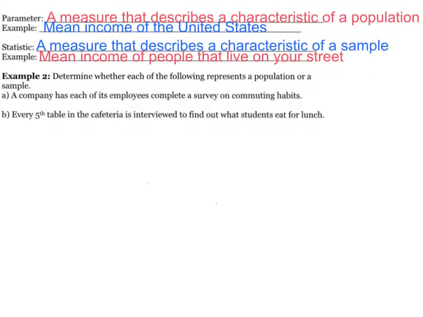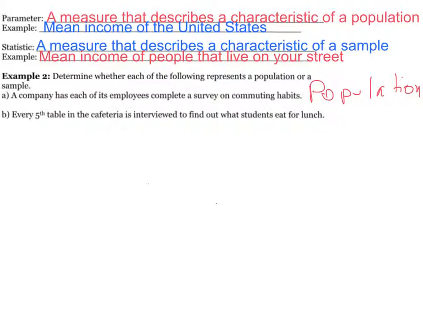In example 2, we're going to determine whether each of the following represents a population or a sample. Example A says the company has each of its employees complete a survey on commuting habits. So in this one, we want to think, okay, is this representing all of the company, or is it only representing a portion of the company? And this actually says it has each of its employees complete the survey. So this one is going to be population because it's talking about the whole company and everyone's going to be taking the survey.